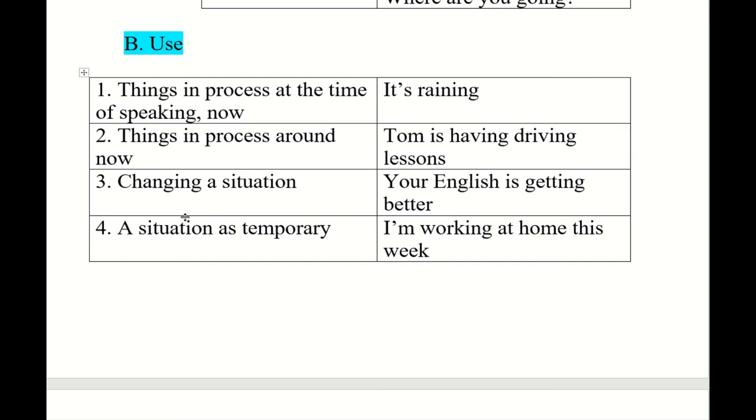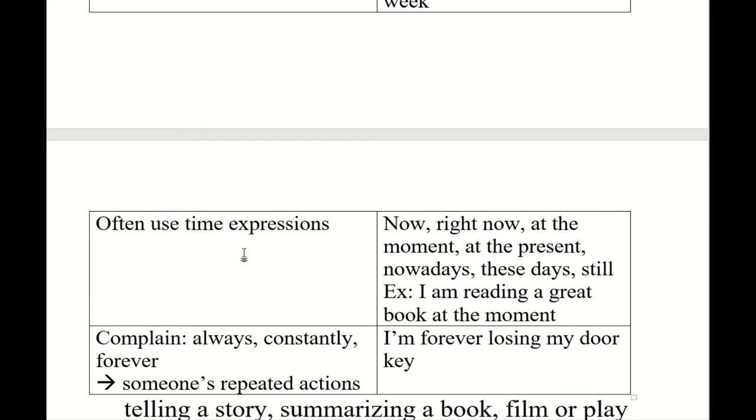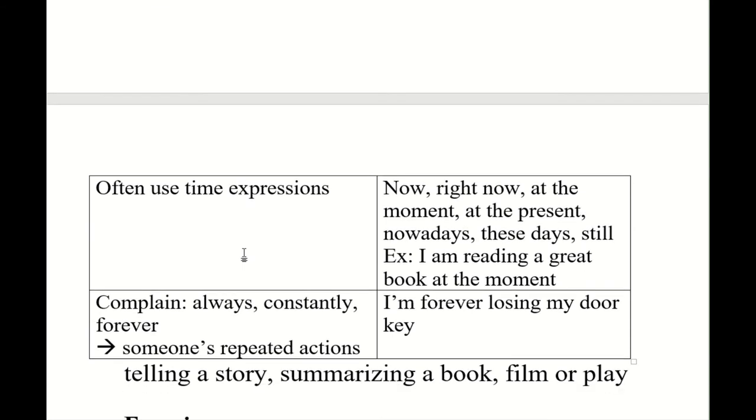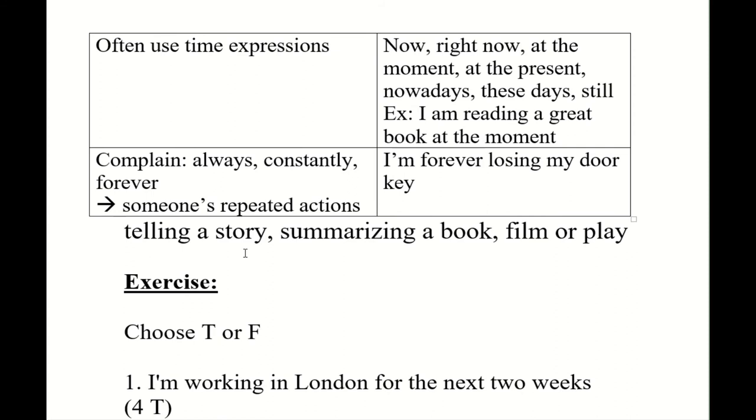Okay. Remember to use the structure like this. And number four, a situation is temporary. It doesn't happen long term. Yeah, you have the plan already, and you realize when it will finish. Okay, and also remember to put the adverb in the sentence to express time, to express your process. Use always, constantly and forever when you would like to complain, or talk about the behavior of others, a repeated action many times that you don't like. And when you tell a story, you remember to use the present continuous to describe the content. Yeah. Okay. Now we move on to the exercise.